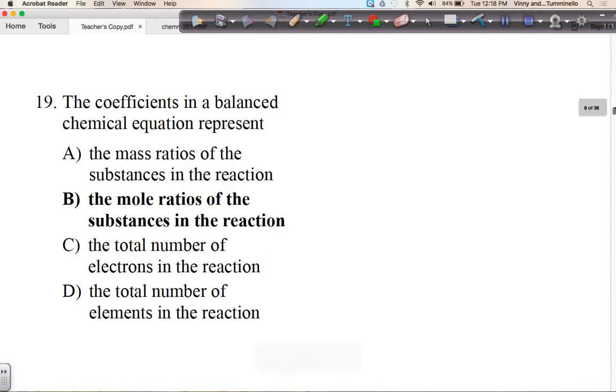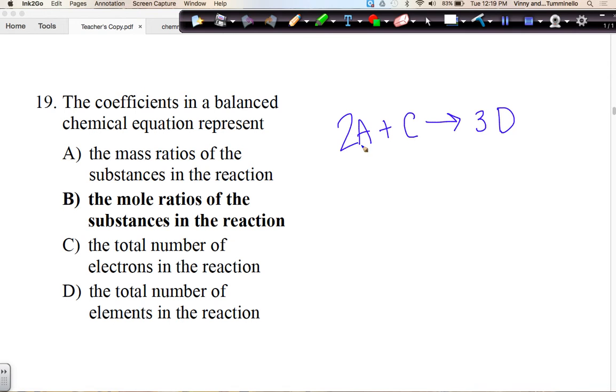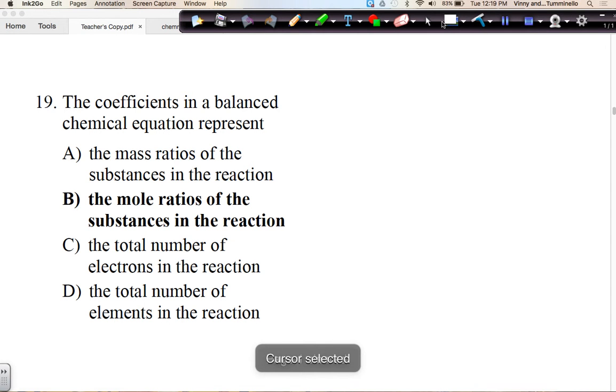For number 19, the coefficients in a balanced chemical equation represent the mole ratios of the substances in the reaction. Remember that if we have this, this would be a 2:1 mole ratio of A to C, or a 1:3 mole ratio of C to D. If they ever ask you about mole ratios of the reactants or products, they're talking about the coefficients.